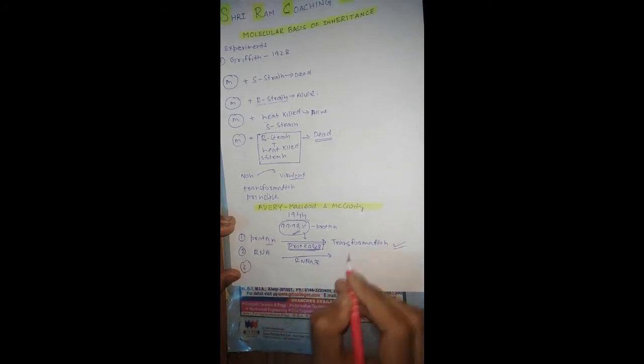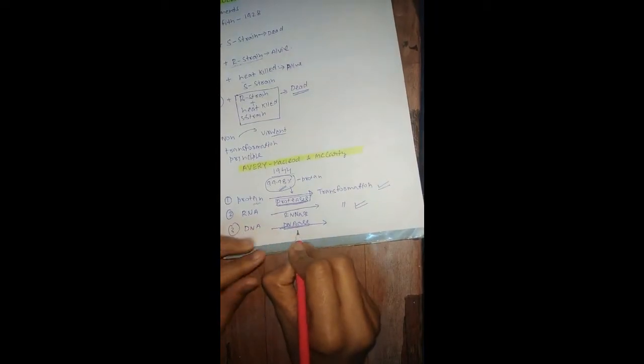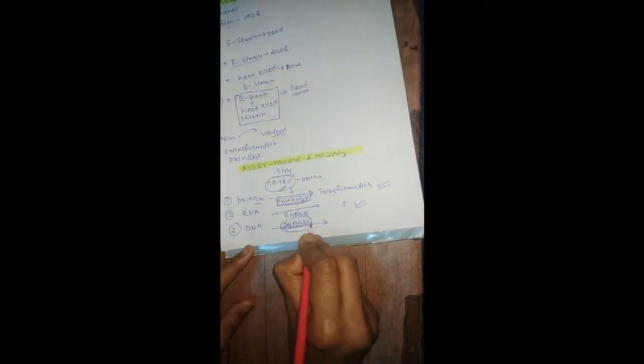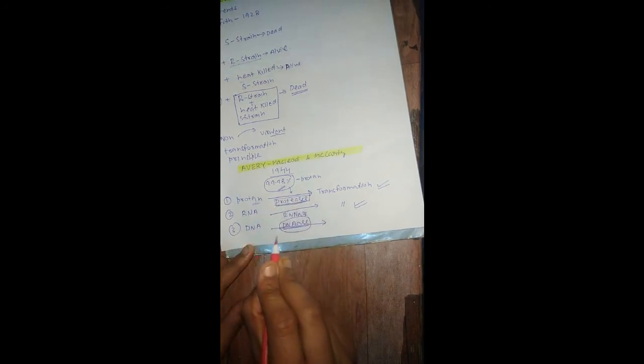Now comes the second case. They take RNA in this sample and use RNase. In this case also transformation is taking place at a very smooth rate, so RNA is also not the factor causing transformation. Now comes the third case. They take DNA and use DNase. These are also enzymes which will digest all the DNA content from the sample, and the left out portion will not have any DNA at all.